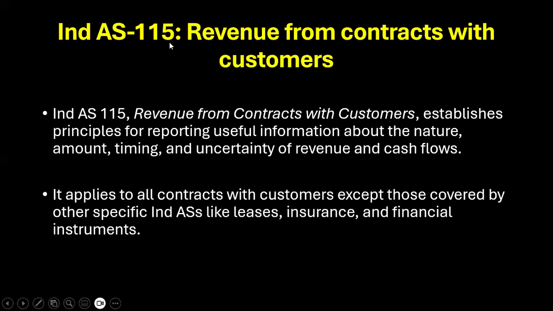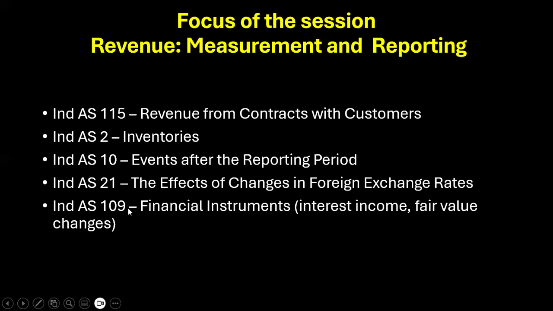So Ind AS 115, revenue from contracts with customers, establishes principles for reporting useful information about the nature, amount, timing, and uncertainty of revenue and the cash flows. It applies to all contracts with customers except those covered by other specific Ind AS like lease, insurance, and financial instruments. You may ask how come financial instruments are mentioned here? Sometimes the revenue is received in the form of a financial instrument. So the measurement of revenue depends on the measurement of the financial instrument. That's why I said that sometimes the revenue is affected indirectly by another accounting standard, that is Ind AS 109.